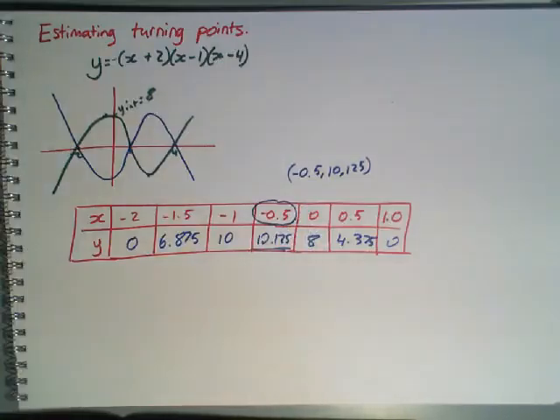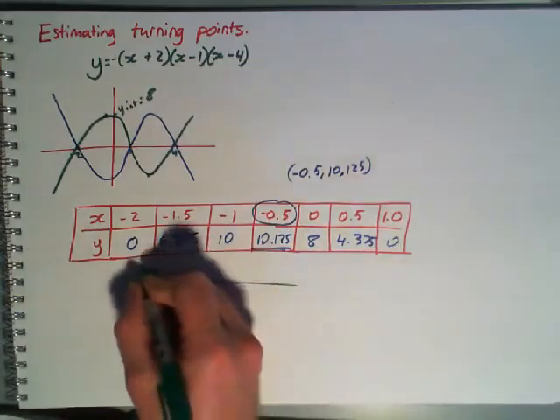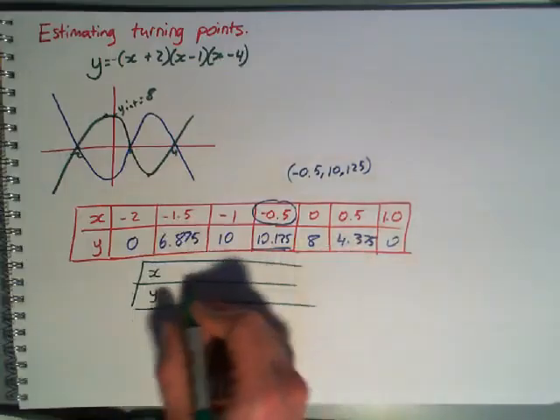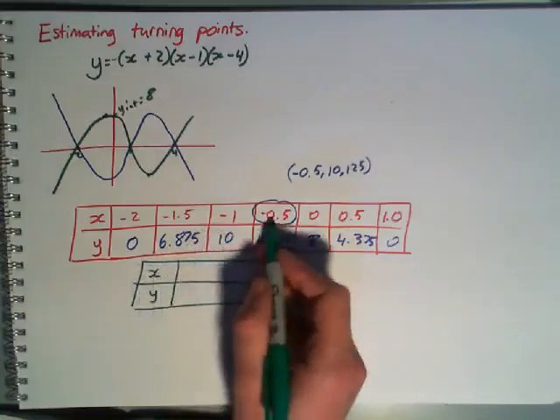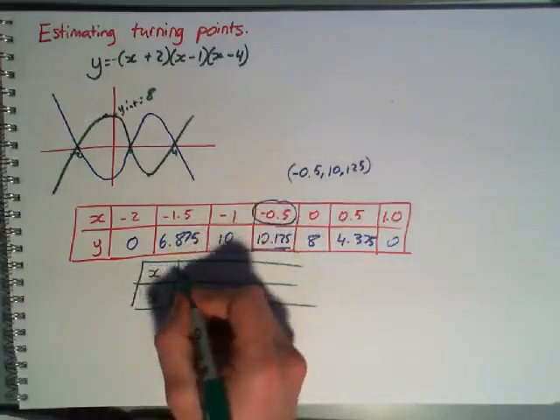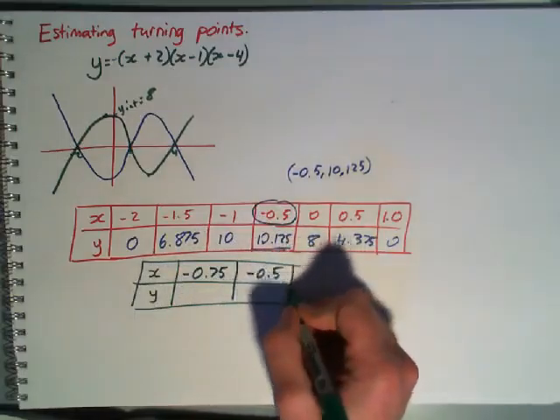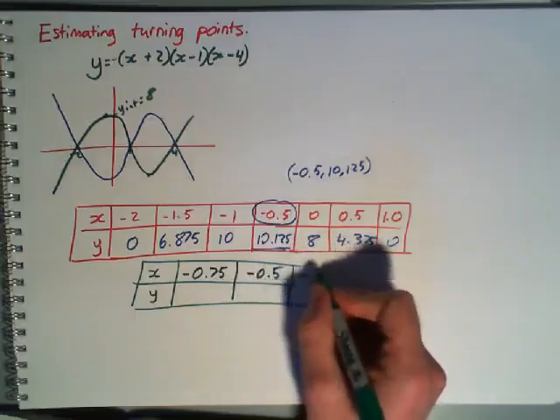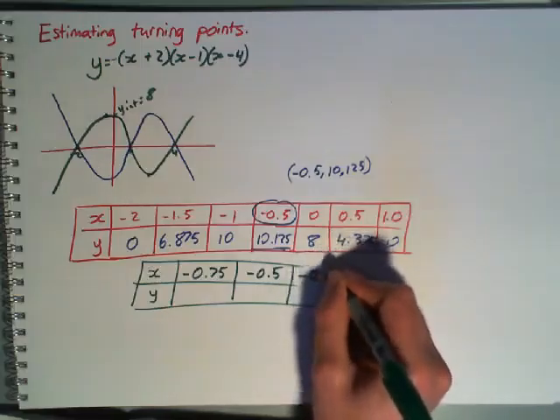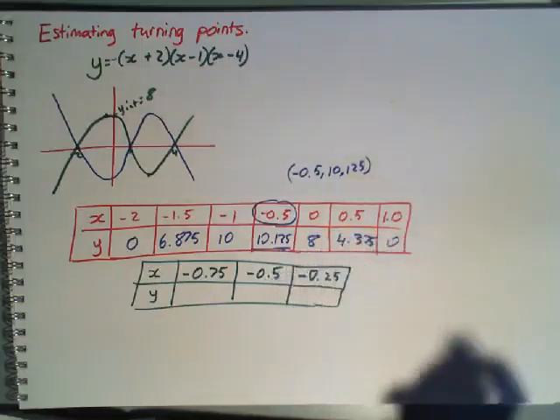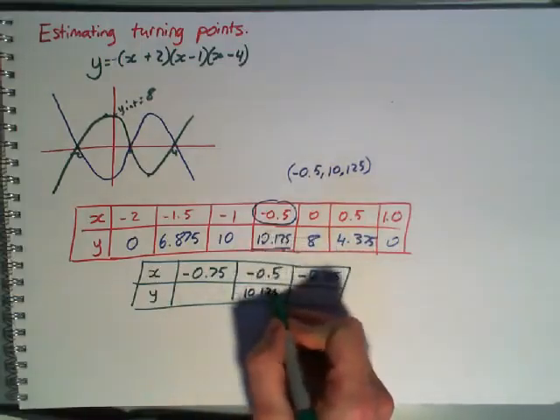So if we zoom in further, let's make a new table. So we say x and y. So let's get a bit more accurate this time. So we'll go half of that again on either side. So -0.75 and -0.5, and these are all negatives, and negative 0.25. Okay, so a little bit either side of that, and this number here is 10.125.